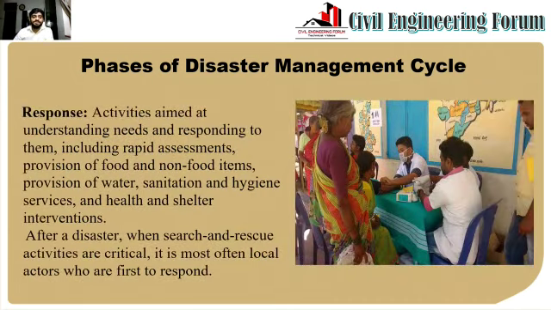That is response. Activities aimed at understanding needs and responding to them, including rapid assessments, provision of food and non-food items, provision of water, sanitation and hygiene services, and health and shelter interventions. After a disaster, when search and rescue activities are critical, it is most often local actors who are first to respond. See, the government should take measures to take care of the victims, like they can provide food and non-food items, then they can provide water, and even sanitation and hygiene services.